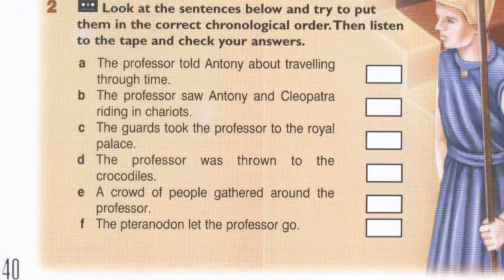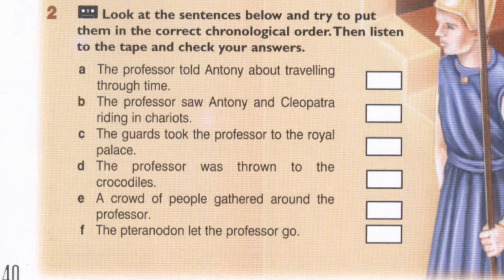Okay, so you have maybe 3-4 minutes. Look at items from A to the last one, F. Read them and put them in the correct or chronological order. I'm going to read and focus on the grammar or vocabulary of this. The professor told Anthony about traveling through time. The first sentence is this. And the second one, B.